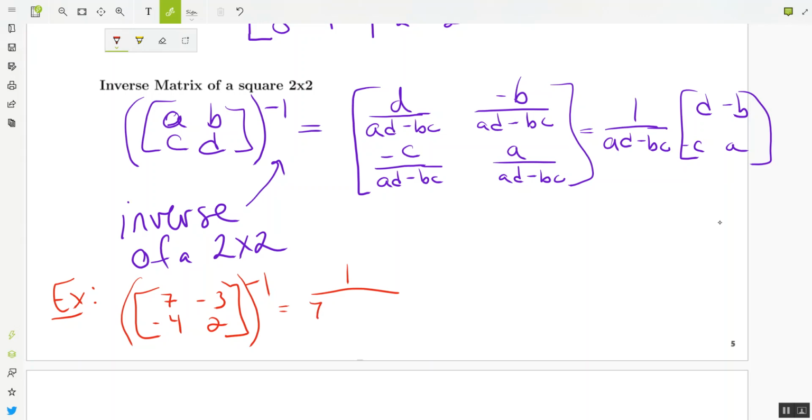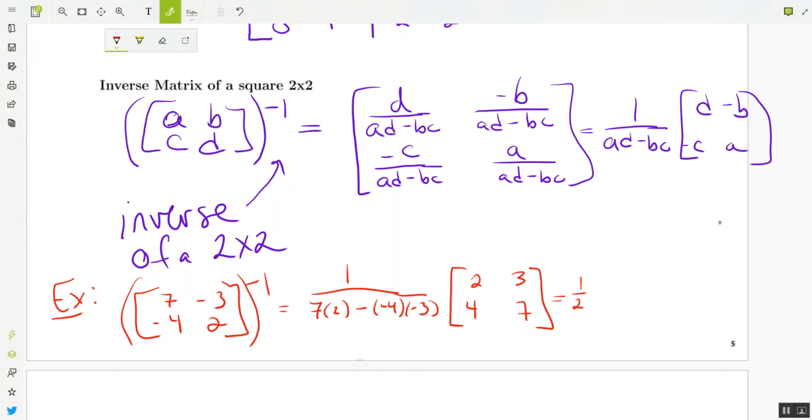that'd be 7 times 2, minus negative 4 times negative 3, and then times the matrix, and here's where we've got to be careful. You've got to switch A and D, so switch the 2 and the 7, and then change the signs of both of these, and don't switch them. So 4 and 3. Okay, you multiply this out, you'll get 14, and then this is positive 12. So 14 minus 12 will give me 2.